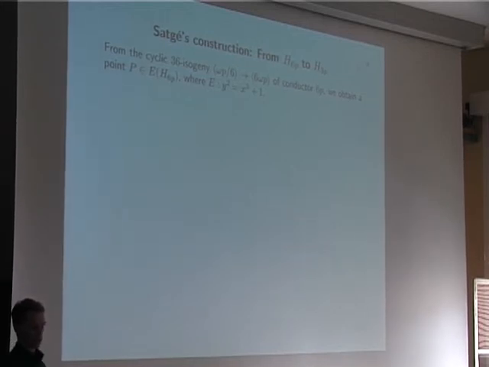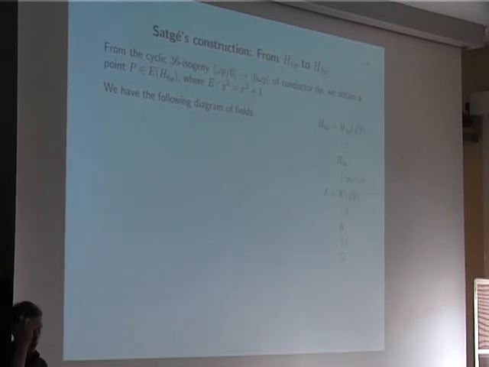Remember, E is just this curve y squared equals x cubed plus 1. Okay, so let me write down this diagram of fields. We're starting all the way at H. Yeah?